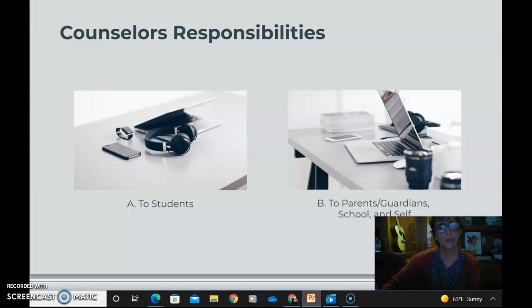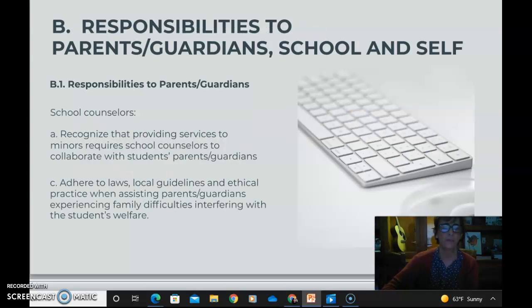Let me show you some responsibilities of counselors to parents, guardians, and the staff. As far as responsibilities to parents, guardians, school counselors recognize that providing services to minors requires school counselors to collaborate with students, parents, guardians. As counselors, we adhere to laws, local guidelines, and ethical practice when assisting parents, guardians experiencing family difficulties interfering with the students' welfare.